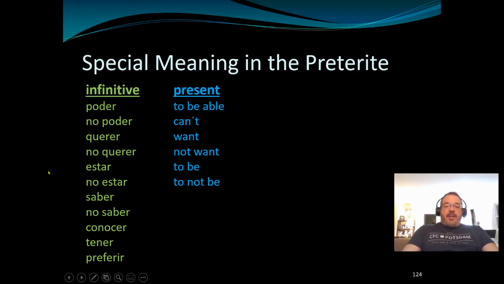Saber in the present means to know. This is information and facts. No saber is to not know. Makes sense so far, right? We're not tricking anybody. We're telling you what these mean.